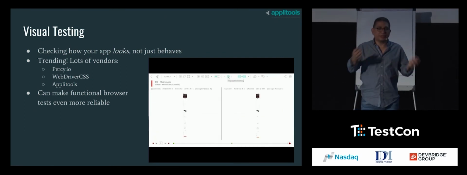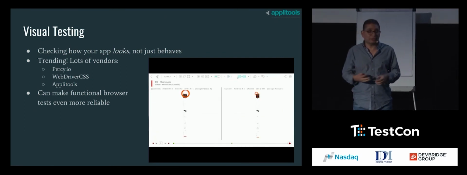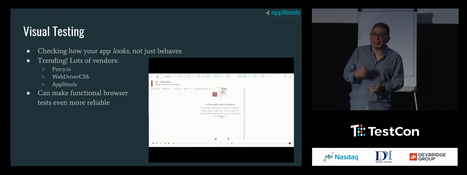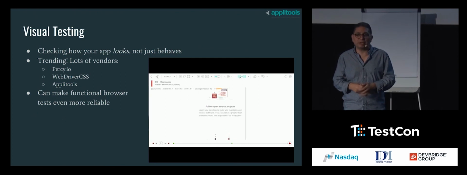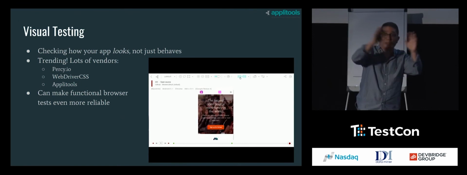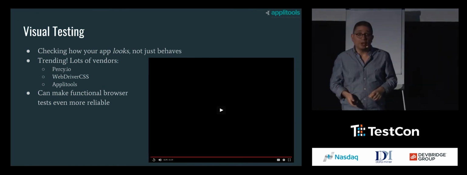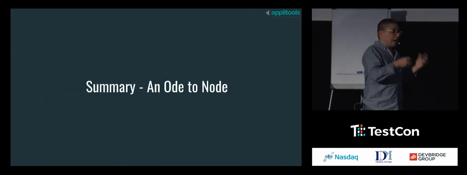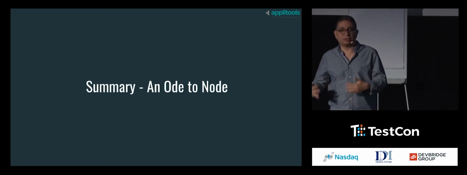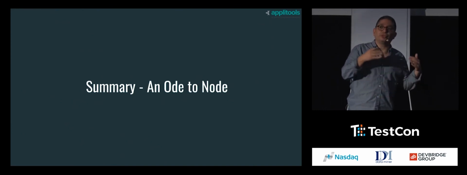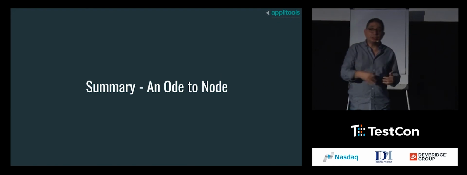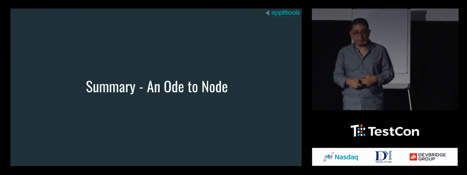The whole thing of visual testing is really trending. Lots of vendors, among them Applitools. You should try them out. They can even make functional browser tests more reliable, because basically they check the whole page in one screenshot. For me, I would run most end-to-end tests, most browser tests, under JSDOM, and do the visual testing and the happy path testing of functional testing using a really, really good browser.